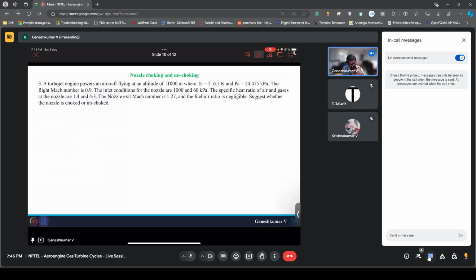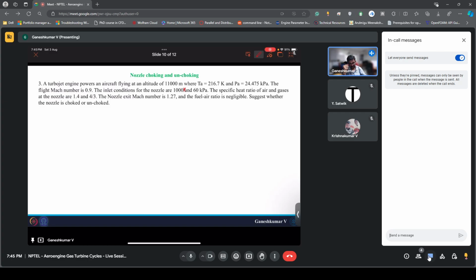The inlet conditions of the nozzle. So the air has gone through the compressor, combustion chamber, turbine, and then it is entering the nozzle. When it enters the nozzle, the temperature at the inlet of the nozzle is 1000 Kelvin. This is supposed to be temperature, for some reason it's missed. So it is 1000 Kelvin and 60 kilopascal. The specific heat ratios of air and gases at the nozzle are 1.4 and 4 by 3. There are two different specific heat ratios. We will understand why.